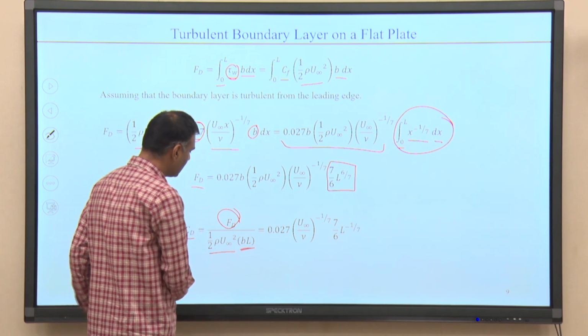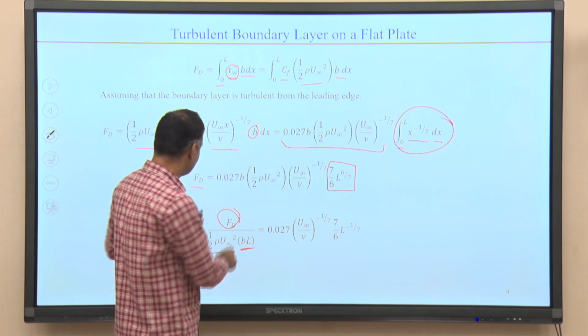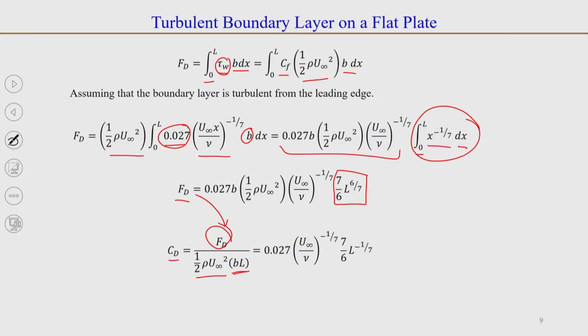So, area is BL, and we can substitute the value of FD from here. The rho infinity squared will cancel out, B will cancel out, and what you will get is this 0.027 u infinity by nu whole raised to the power minus 1 by 7 into 7 by 6 L raised to the power 1 minus 1 by 7.